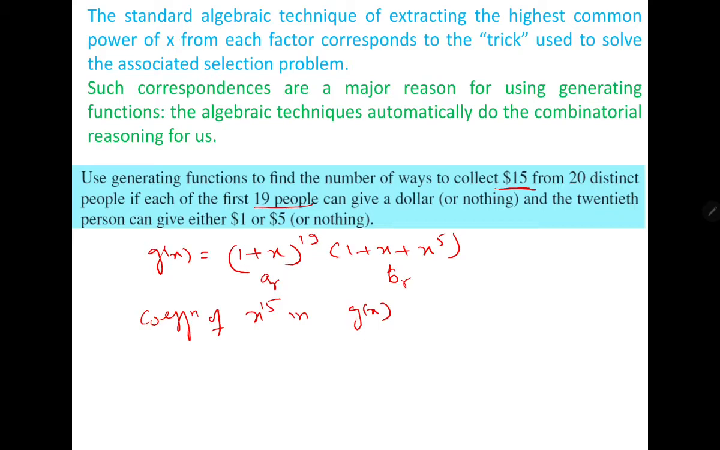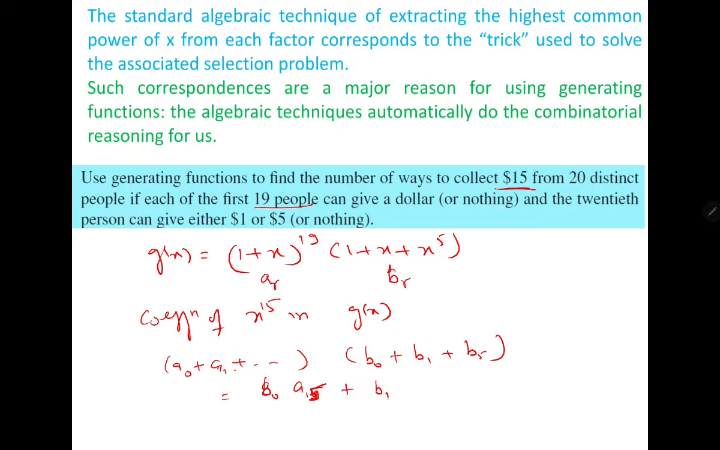Now if you see the second bracket, there are only 3 terms. So you can say b0, which is x raised to the power 0, b1 and b5. And here there are so many terms, a0 plus a1 and so on. What I am looking for: if I choose b0 from there, then from the first bracket I need a15, because the coefficient of x raised to the power 15 and x raised to the power 0.